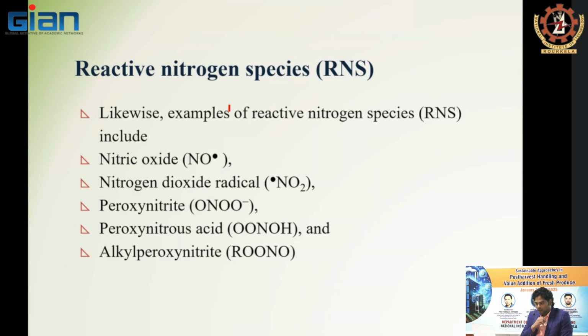Similarly, we have reactive nitrogen species, like nitric oxide, nitrogen dioxide, peroxynitrite, nitrous oxide, alkyl peroxynitrate. So these are some of the reactive nitrogen species which are produced when you are making plasma from nitrogen gas.